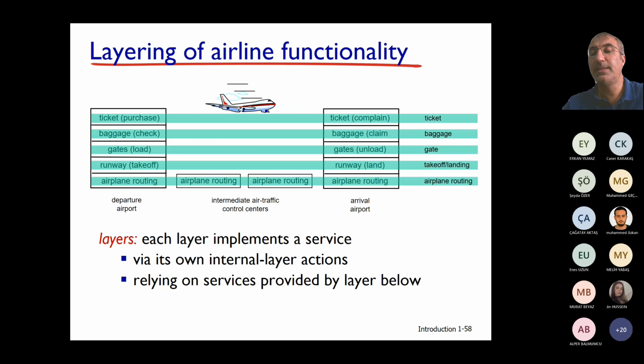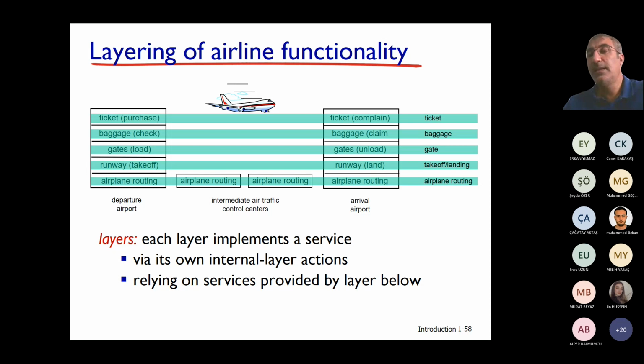And each layer implements a service. So there's a ticket department, there's a baggage department, there's a gates department, there's pilots, and so on, right? So that's why we handle such a complex organization efficiently.